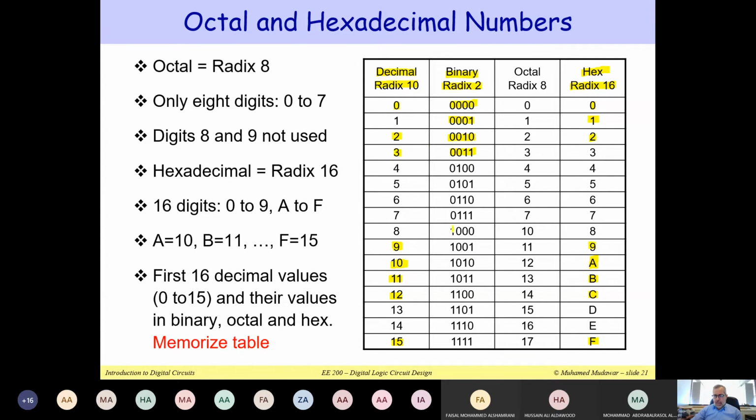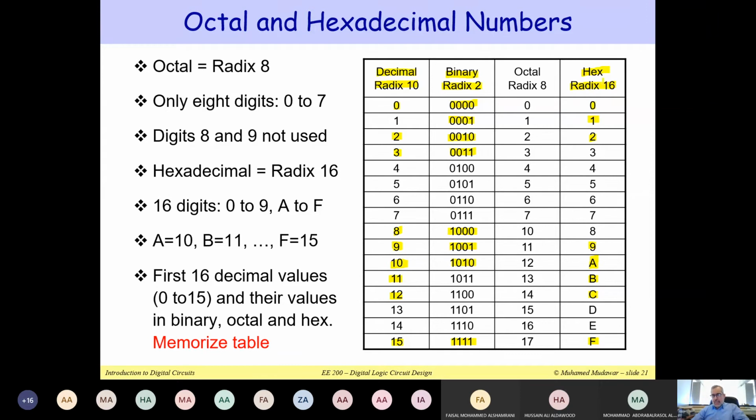Notice that before 9, 8 is 1000. 9 is 1001. 10 is 1010. 1010 is the digit A in hexadecimal. And finally, 15 is 1111. This is the digit F in hexadecimal.